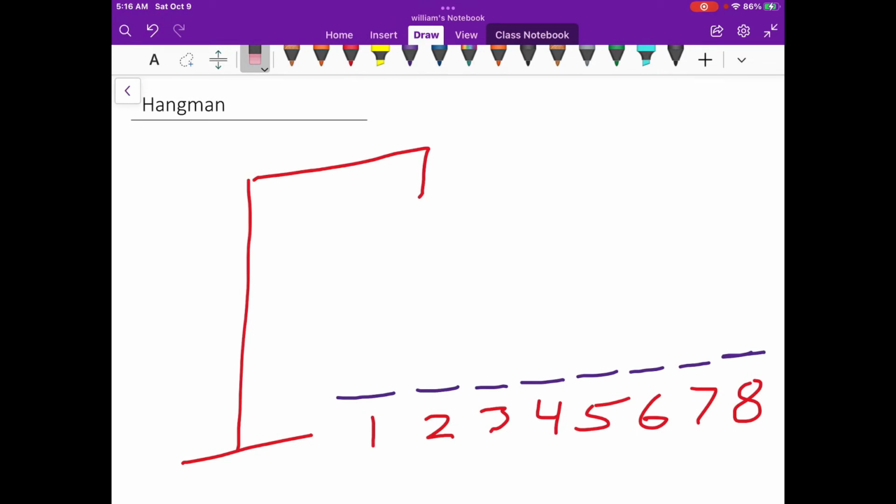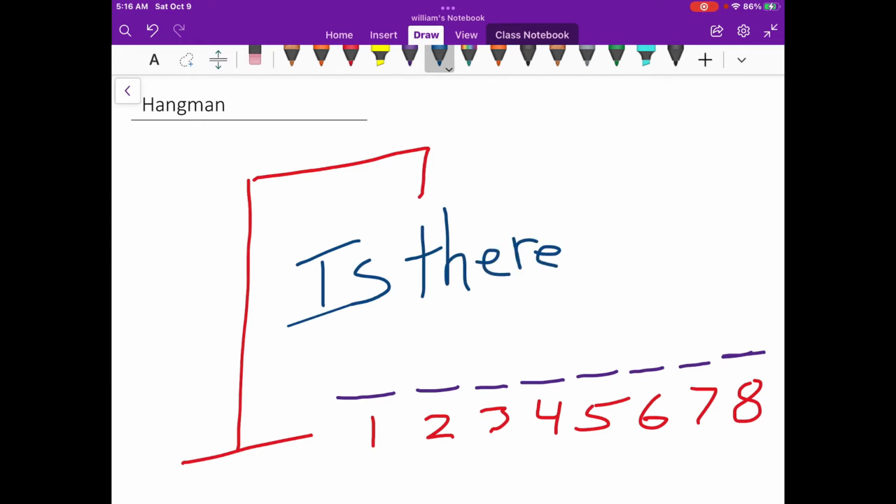The students now would have to guess a letter, and if you let them, they would just shout out letters. A, B, C, G, F. I don't want them shouting out letters. I would have them take turns and give me one letter at a time, and it has to start with, is there a? I'm just going to write it here. Is there a? And then the letter would go here.